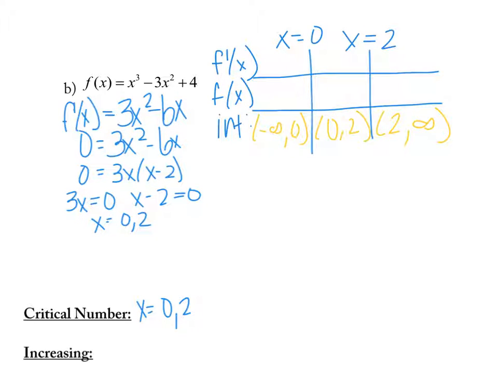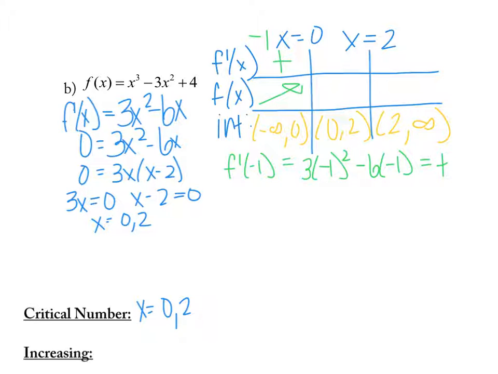Okay, let's test a number to the left of 0. So I'm going to test f prime of negative 1. Remember that since we are using the first derivative test, we actually need to plug it into the first derivative. Okay, and we don't care what the actual number is. All we care is if it's going to be positive or negative, and this is going to be a positive number. So that means we are increasing on the interval of negative infinity to 0.